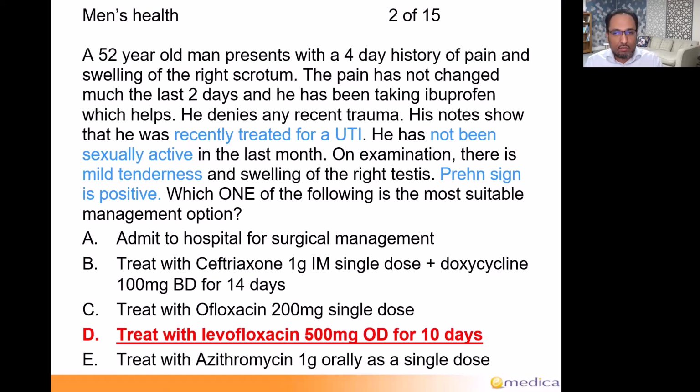In torsion, first of all, you try to lift the scrotum, it hurts so much they won't let you. But if they do, the pain doesn't go away. Okay, so Prehn's is negative usually in torsions. That's the other big clue.